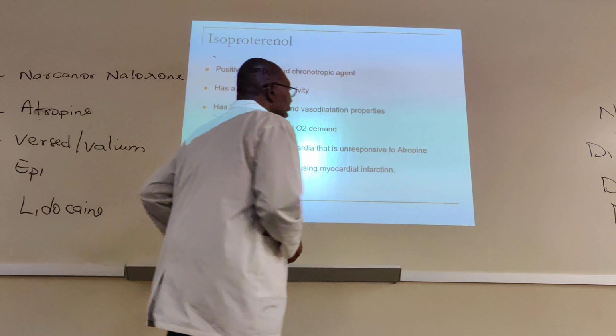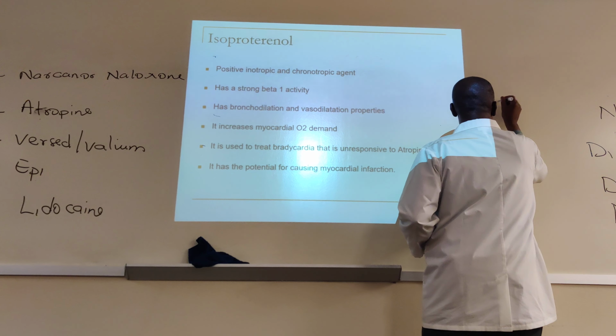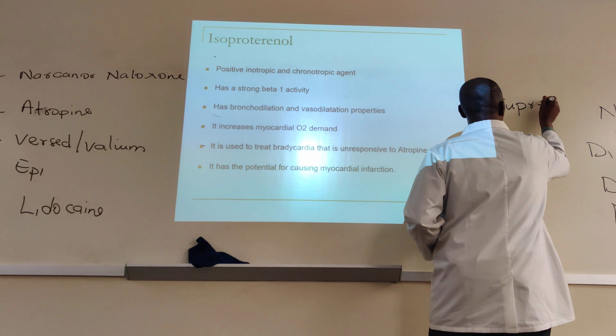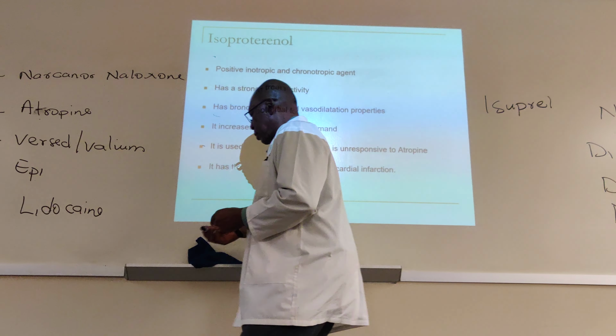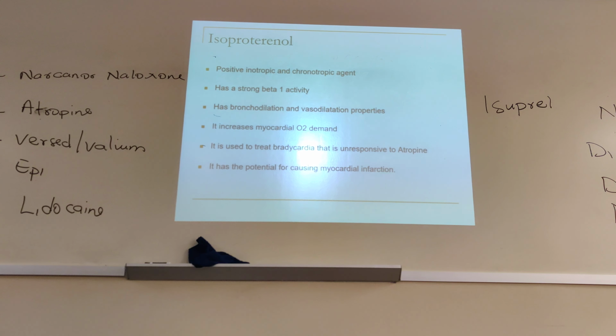Another name for that is Isuprel. Okay. They have bradycardia, you try atropine first. Okay? And you all know that you cannot give atropine when the blood pressure is high, right? Even though their heart rate is low, if their blood pressure is high, you don't give atropine. Okay? You only give atropine if they have bradycardia with low blood pressure.